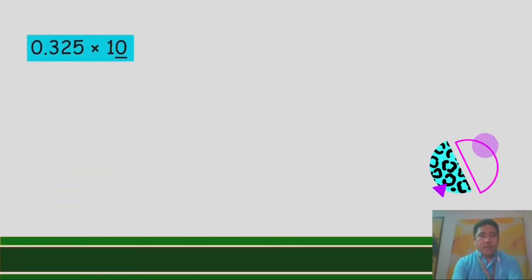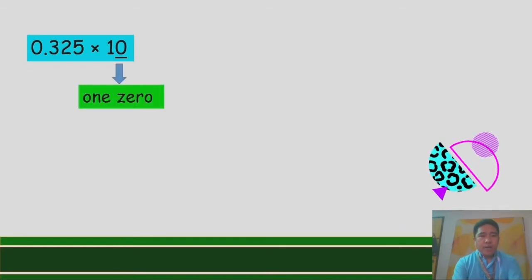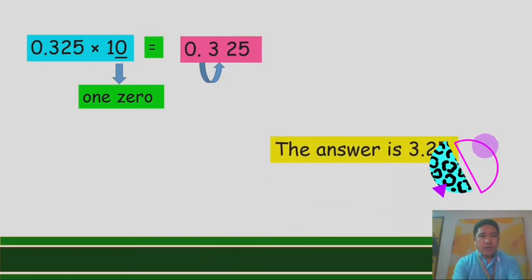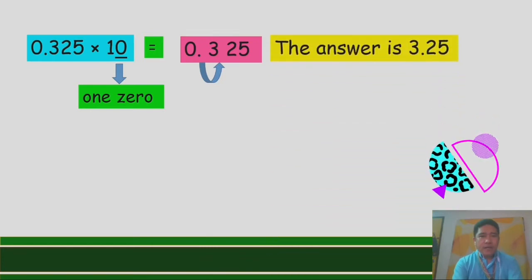Let us see. 325,000 times 10. We have 1 0 in our multiplier. So we are going to move the decimal point of our multiplicand 1 place to the right to give the answer of 3 and 25 hundredths. So again, there is 1 0 in the multiplier. So we are going to move the decimal point of the multiplicand 1 place to the right.